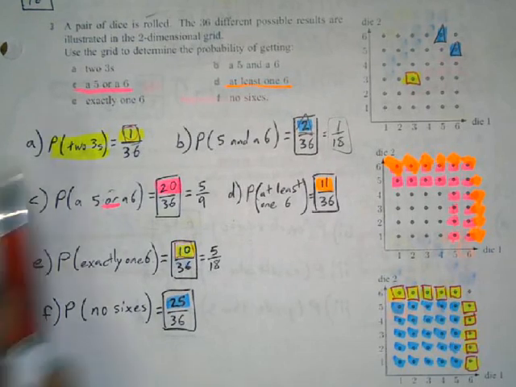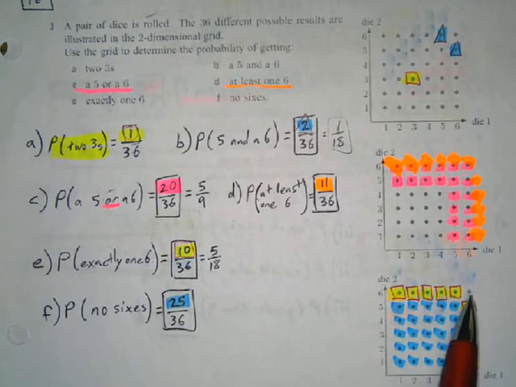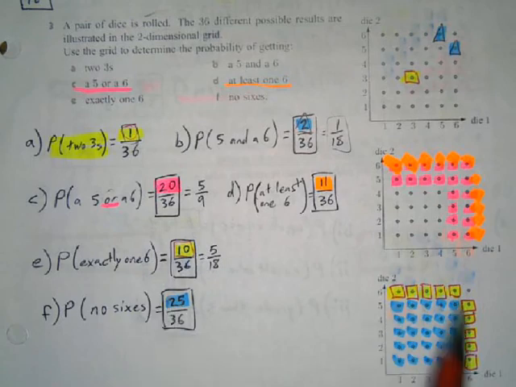Question E, exactly 1 6. So all of these yellow ones are exactly 1 6. Notice I didn't highlight this one because that would be getting 2 6s. Okay, the yellow ones add up to 10.